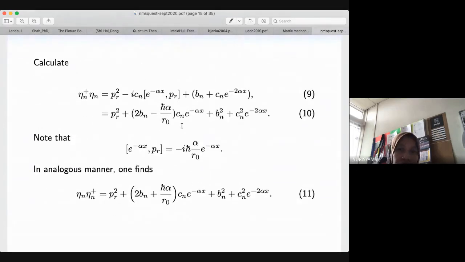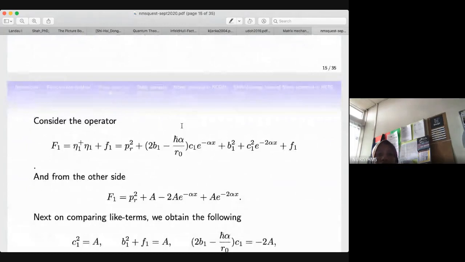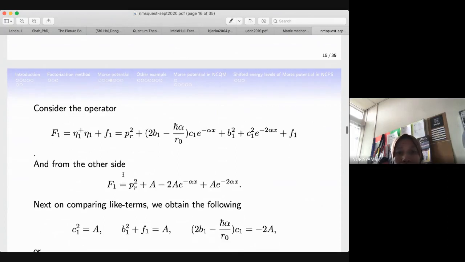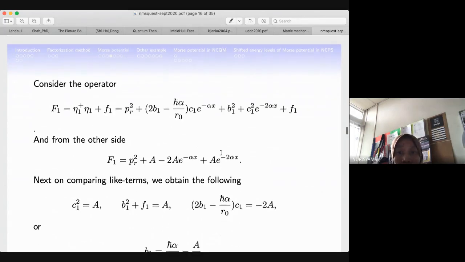Now we are considering the operator like the one that we had earlier: F_1, the operator eta 1 plus eta 1, plus F_1. So you take what you have calculated before for eta 1 plus eta 1, which is this form, and add them up with these additional terms, F_1. And remember, from the other side, we also have the operator F_1 which we postulated earlier, so we also have this form.